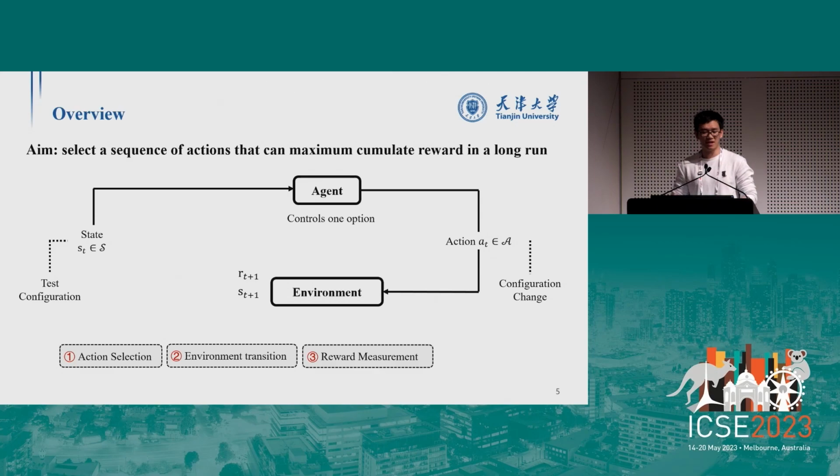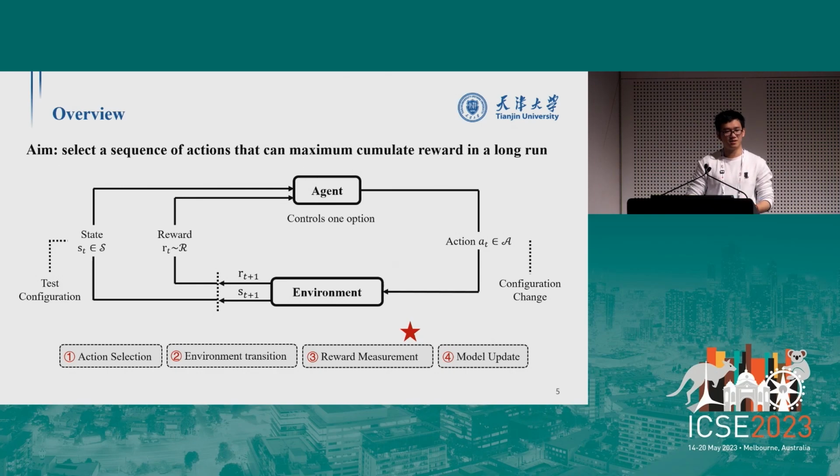And the third step is the reward measurement. MCS will use the next configuration to generate a lot of test programs for compiler testing and calculate the reinforcement learning's reward according to our predefined reward function. And this is the most important step in MCS. And the last step is model update. MCS adopts the D-step update strategy and will update the model after D consecutive actions are predicted for all agents.